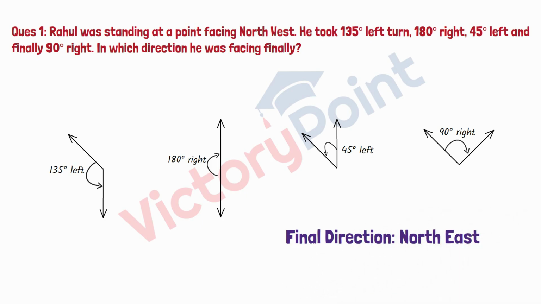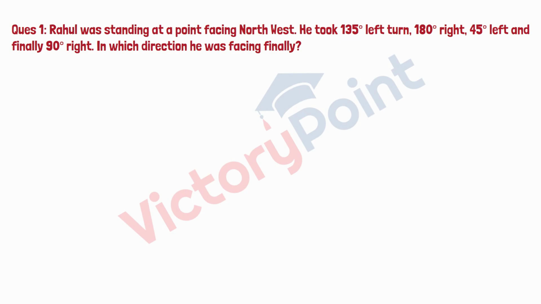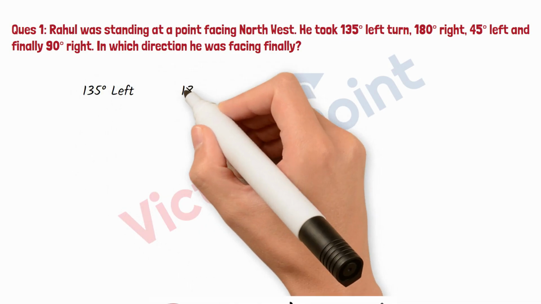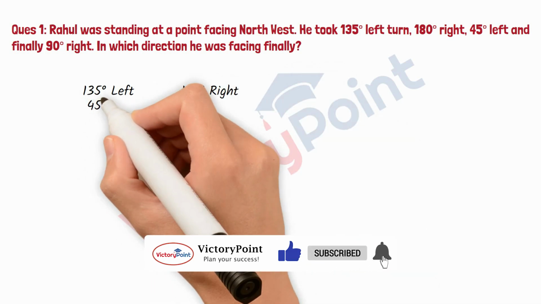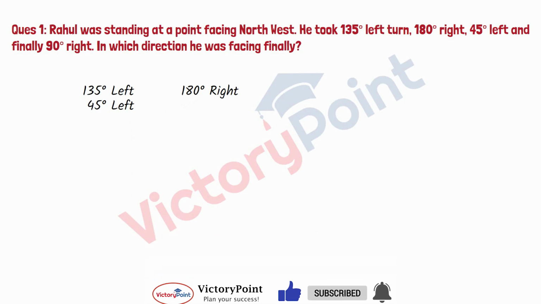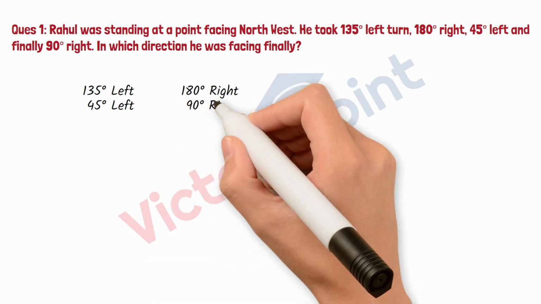Now let us see one more method of solving this. Rahul first takes 135 degree left. Then he takes 180 degree right. Then he takes 45 degree left. And lastly, he takes 90 degree right.